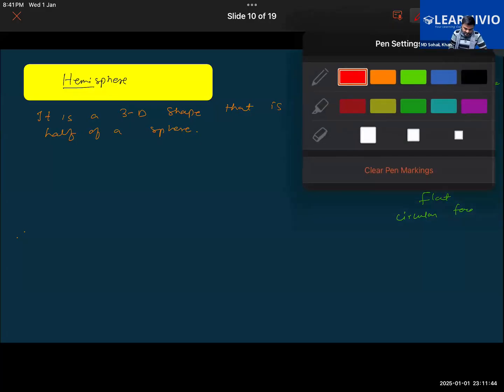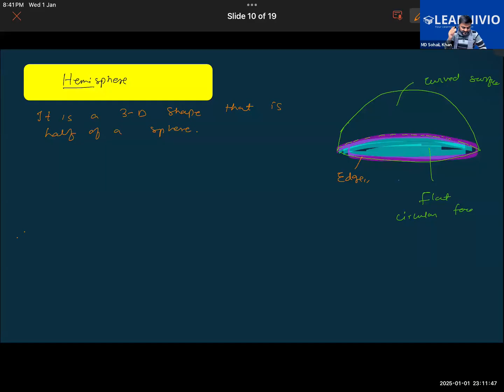Talking about the hemisphere, as I was defining this to you, it's basically a 3D shape that is half of a sphere, right? It has one curved surface and it has one flat surface, and it has got one edge also. So writing further, the properties that it has are as follows. It has one curved surface, one edge, and one flat circular surface.